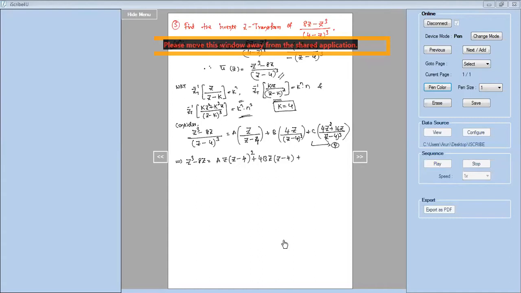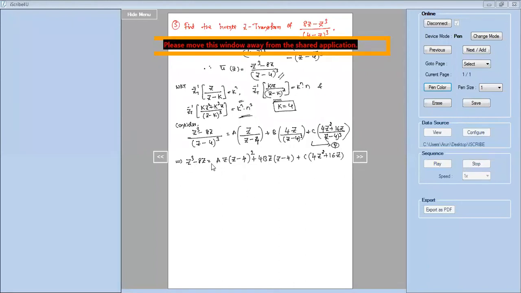Yeah. So, sorry. So the last term, z minus 4 whole cube, z minus 4 whole cube, this gets cancelled. It is c into, it is 4z square plus 16z here. So this is the simplified expression.